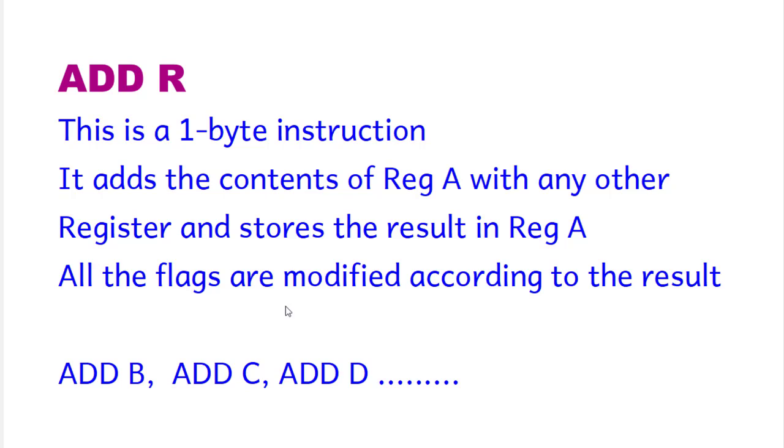All the flags are affected according to the result. Suppose we write ADD B, it means A plus B equals A. ADD C means A plus C equals A. ADD D means A plus D equals A, and so on. Let us see some examples.